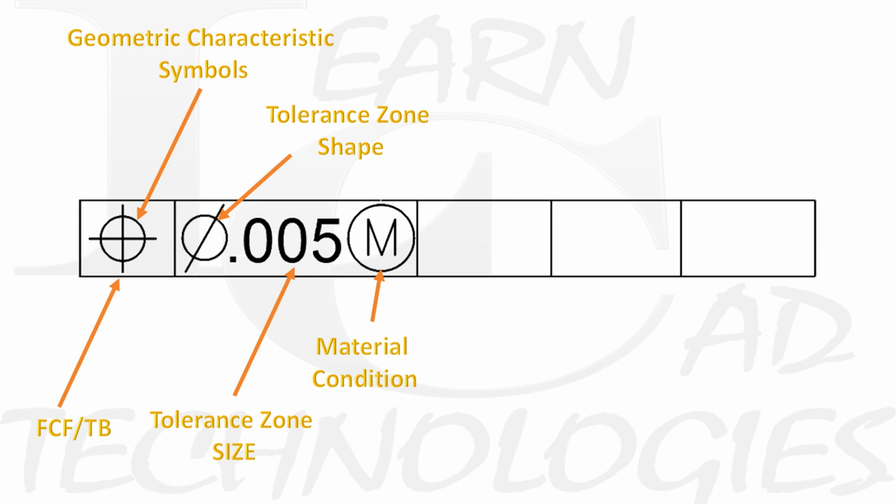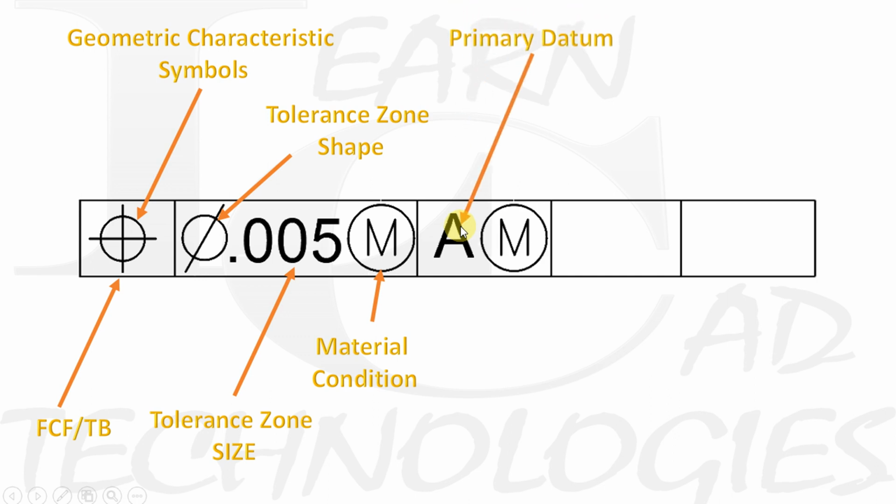In future videos we can see everything in detail, like the geometric characteristic symbols in detail, because I can't tell everything in a single video. It would take hours. So I'm going to do it part by part, one by one, as a part 1, part 2, part 3 series. So this is the primary datum box. The first one is the primary datum. If it needs, you can apply the material condition for it also.